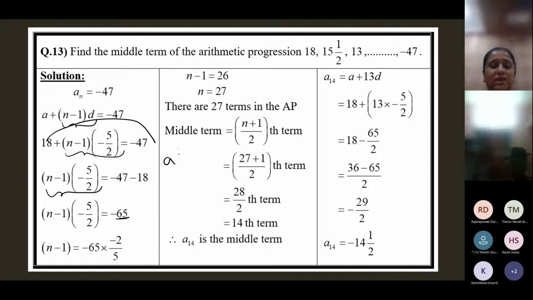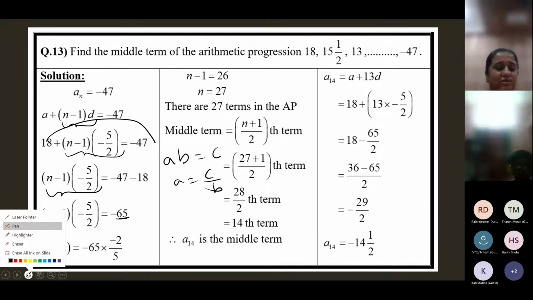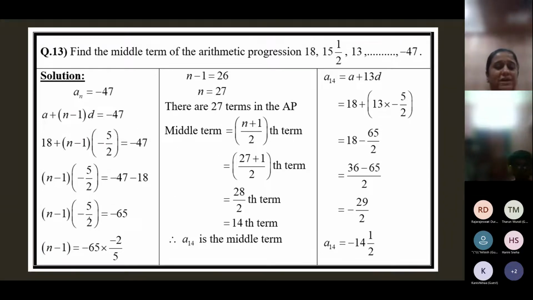Like when you have AB is equal to C, A is equal to C by B. B can come down for division to the other side. So this minus 5 by 2 will go to the other side for division. If you have A into 3 by 4 is equal to 5, so A is equal to 5 into 4 by 3. The 3 by 4 becomes 4 by 3 on the other side, the reciprocal. So this minus 5 by 2 will become minus 2 by 5.